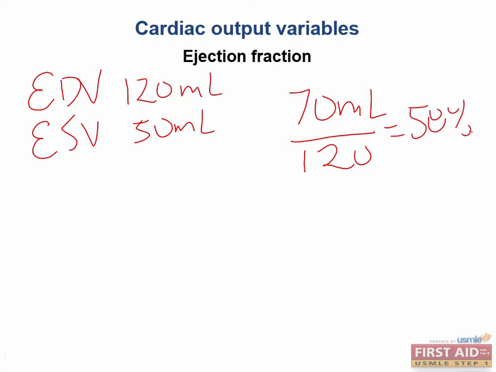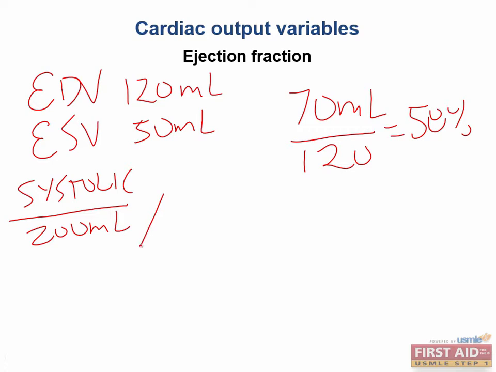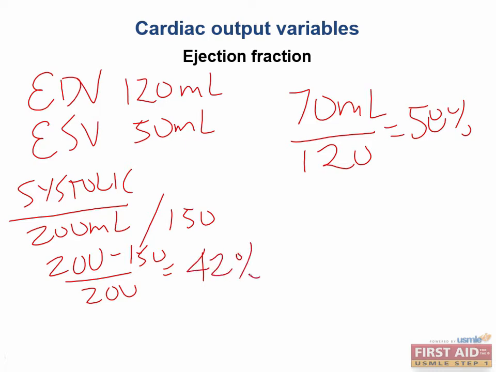It's above 55%. Now, when we're talking about systolic dysfunction, the problem is poor contractility, so the volumes in the ventricular chamber are all going to be higher. Our end diastolic volume goes up to something like 200 milliliters because the heart cannot push out the same amount of blood per cardiac cycle. And our end systolic volume will also be increased from 50 to something like 150. So now we have 200 minus 150 divided by 200. This gives us a below normal ejection fraction of 42%.